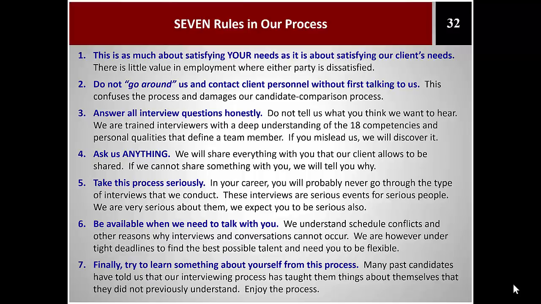It's between us. We're not going to do anything with it other than that which works in your favor if the client really wants you.